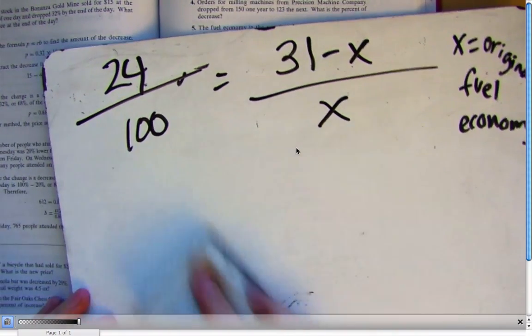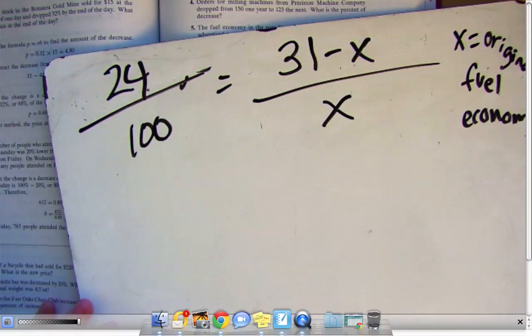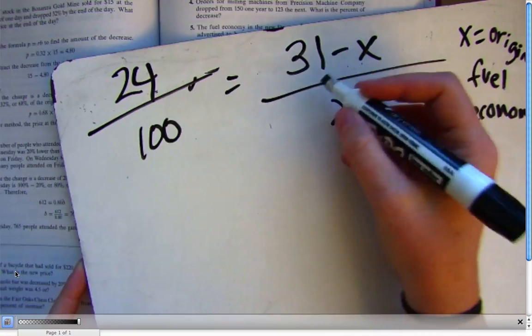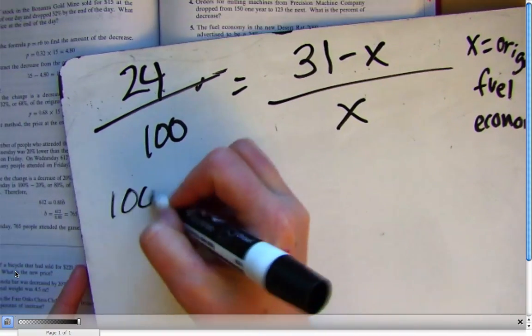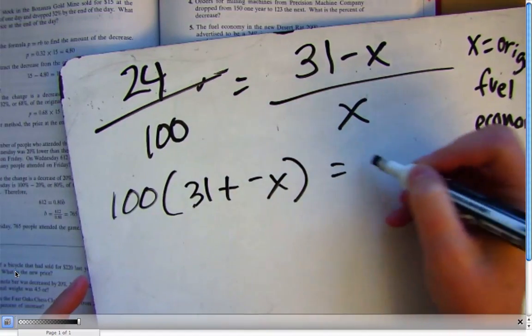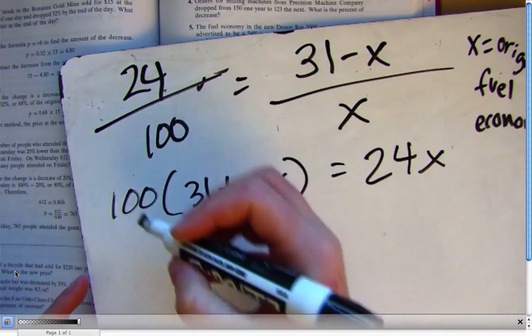All right, so once we've set that up, now I can solve it. Okay, so I'm going to do my cross products. So this has two terms, so I need to do that 100 outside parentheses. I'm going to distribute.